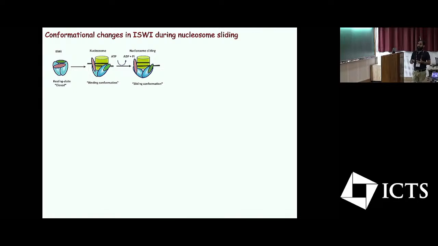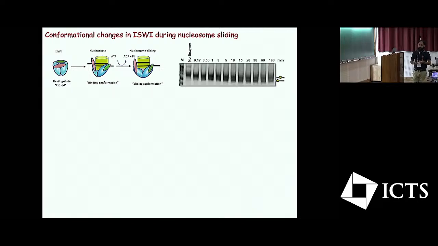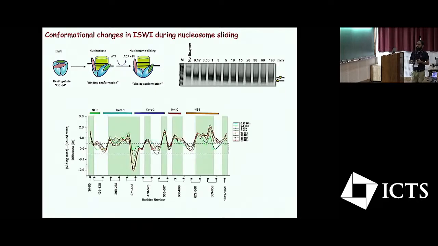Again, we reconstituted an in vitro nucleosome sliding system, which is very routinely used in the field, so you can detect the sliding on a native PAGE. We tracked the conformational dynamics of the I-switch during actual nucleosome sliding. This is the difference in deuterium uptake between the nucleosome-bound versus the nucleosome sliding state. As you can see, most of the regions are outside this rectangular box, implying conformational changes across all the domains of the I-switch during sliding.